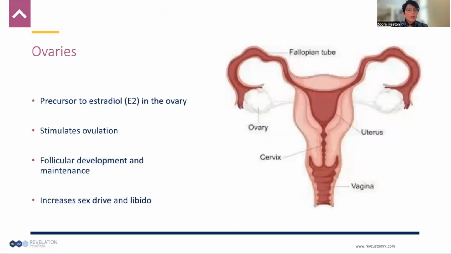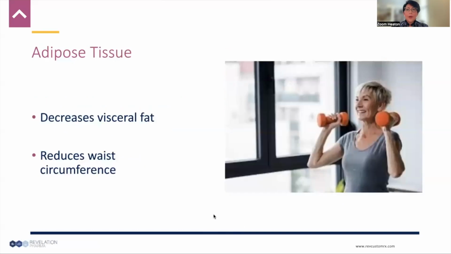There are androgen receptors in the ovaries, and testosterone is a precursor to estradiol in the ovary. It stimulates ovulation. It is involved in follicular development and maintenance, and it increases sex drive and libido. Adipose tissue. This is number one for women. It decreases visceral fat and reduces waist circumference. So a lot of women will come in with that middle age spread, and especially that spare tire, and they can't figure it out. They've never gained weight, and especially in the middle. And it is the most frustrating thing.